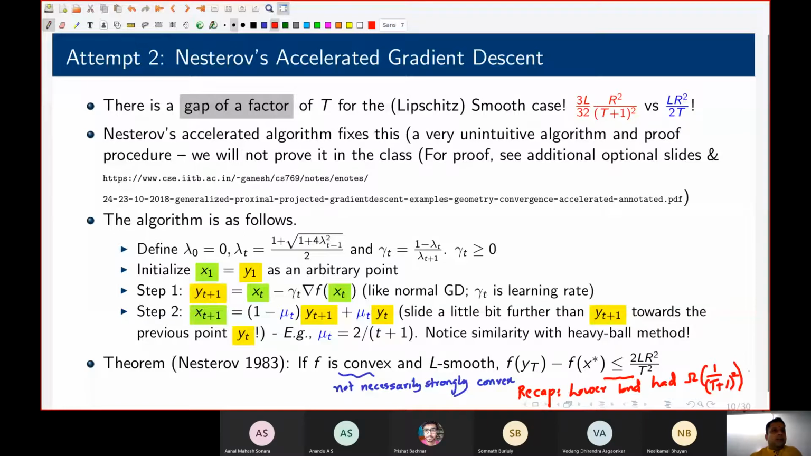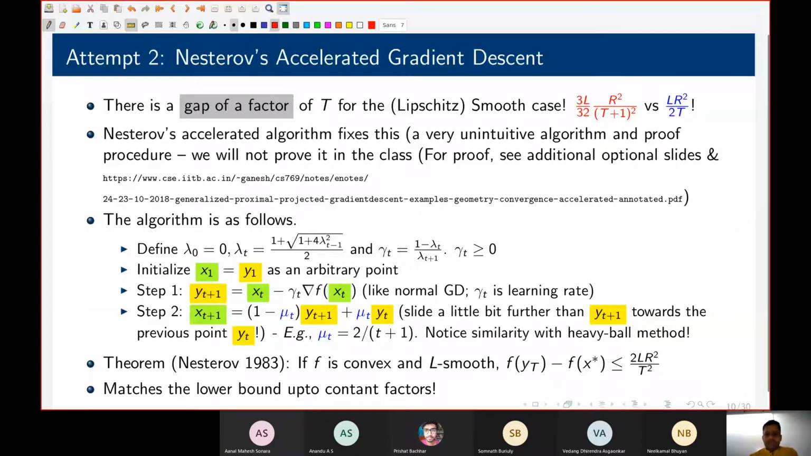Okay, so again, the proof is there also in these notes. I've followed a very different notation convention than Mr. Rao. Follow this if you want the detail. Now, I think with this, yeah, this matches the lower bound up to constant factors.